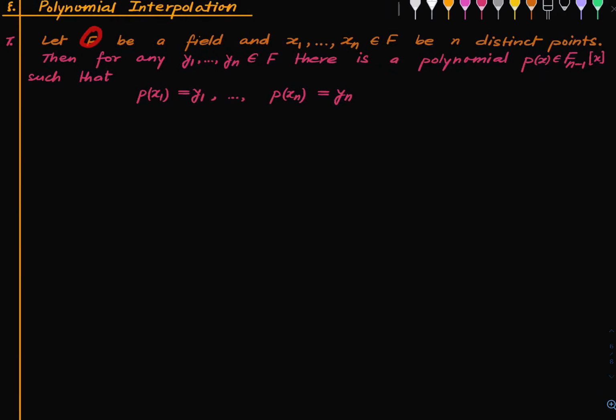Fix any field. For comfort, you can take it to be real numbers. Suppose we have n distinct elements of the field. Then for any n values in the field, not necessarily distinct, there is a polynomial of degree at most n minus 1. So when n was 2, we saw that a degree 1 polynomial sufficed, and when n was 3, a degree 2 polynomial sufficed. In general, for n inputs, a degree at most n minus 1 polynomial will suffice to fit the data.